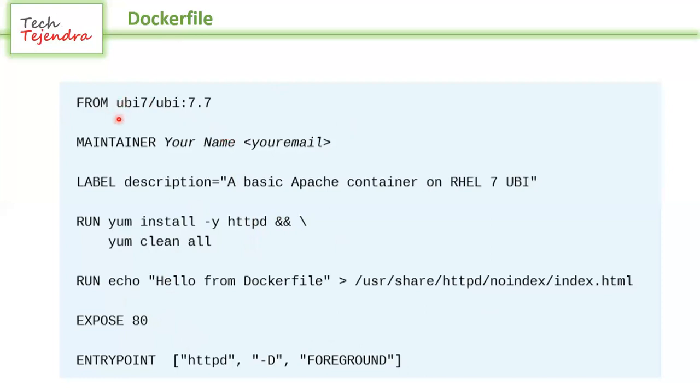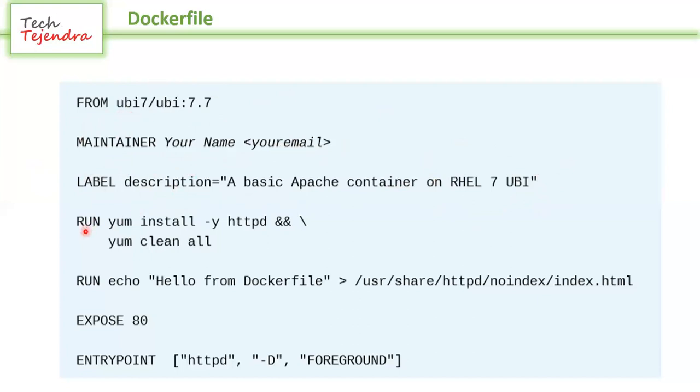FROM, as I just told you, is the base image. Then MAINTAINER is for documentation purposes: who is the maintainer of this container, who is the owner of the container. And LABEL means some description about the container. Here we are saying description: a basic Apache container on RHEL7 UBI. As I told you, UBI is for RHEL, Red Hat Enterprise Linux.